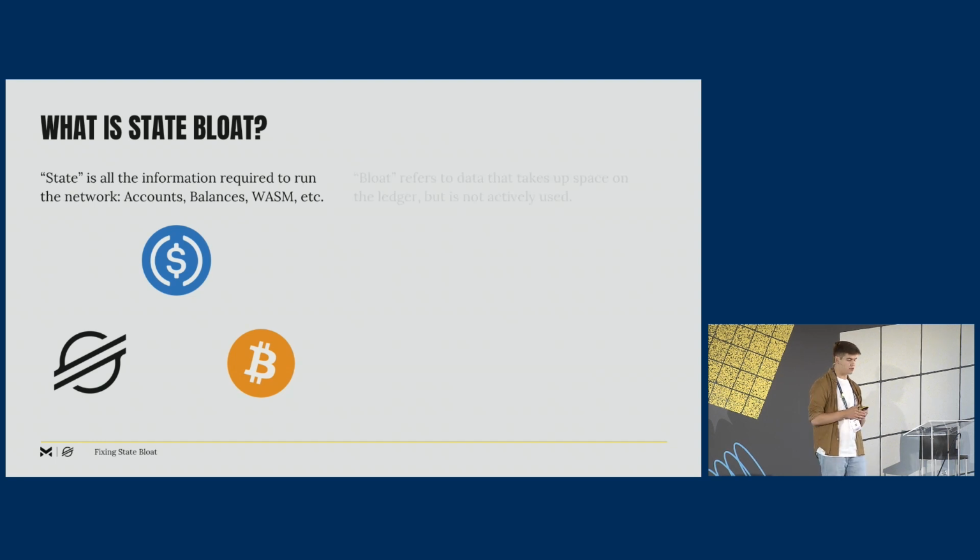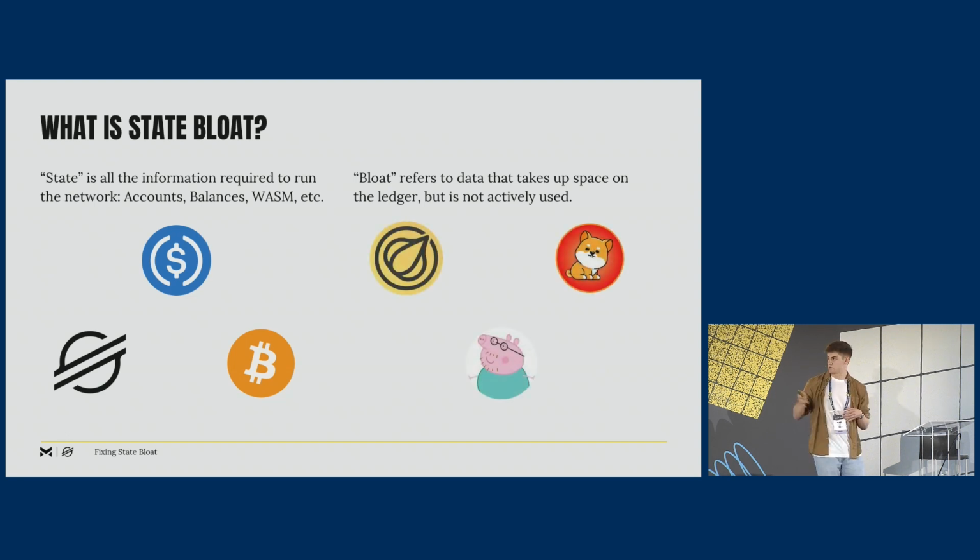Now, what is state bloat? State bloat is all of the data that validators need to store, but that's not actually used on a daily basis or very often. So earlier this morning, I went on Stellar Expert and looked at a couple of assets that are currently live on Stellar, but aren't frequently used. Those examples include Garlic Coin, Mini Shiba Inu token, not to be confused with Shiba Inu token, and then Peppa the Pig coin.